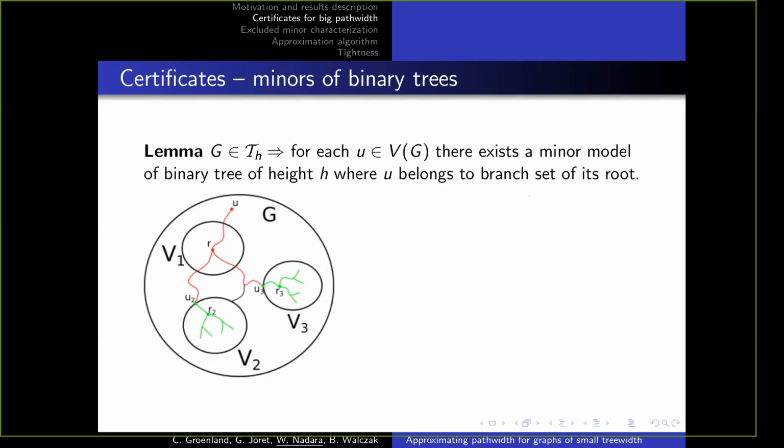And in order to prove that, we're going to strengthen this statement a little bit. We want to prove that for each vertex u in this graph, we can find such a big binary tree, where u belongs to the branch set of its root. In other words, u is either the root of this minor, or there is a path from u to the root of this minor.